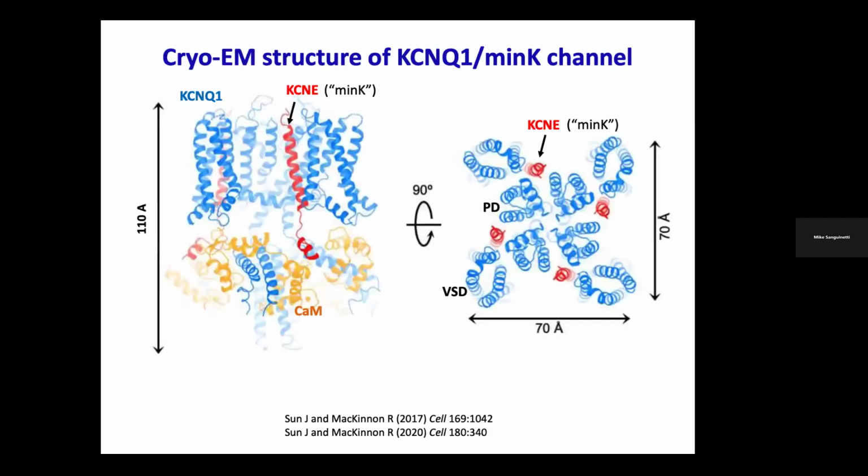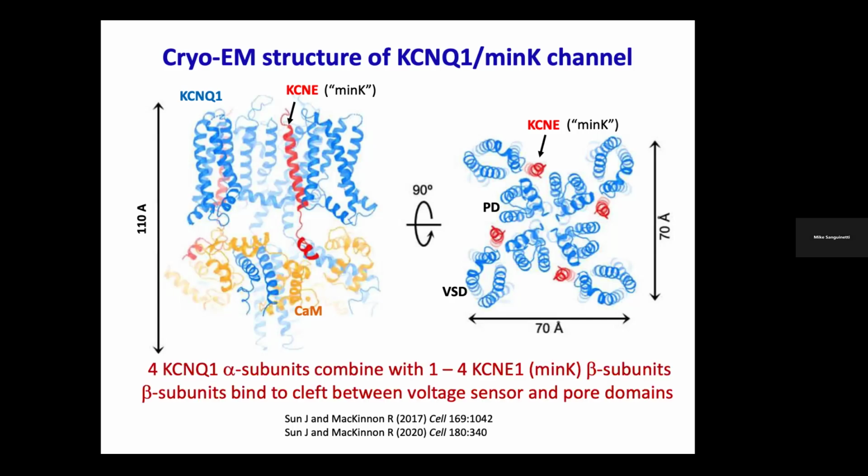So the cryo-EM structure has now been published by Rod McKinnon's group out of Rockefeller. And that shows not only the configuration of the proteins, the 4 subunits, the core domain and the voltage sensor domain, but also the location of these min-Ks or KCNEs. He actually did the structure with KCNE3, but it's the same as KCNE1. So the binding of these little tiny proteins here really changes the biophysical properties of the channel in very dramatic ways. And they combine with 1 to 4 min-K subunits.